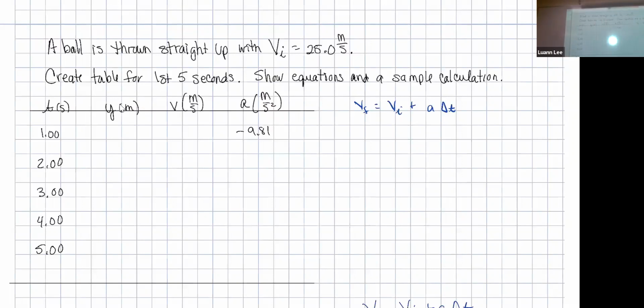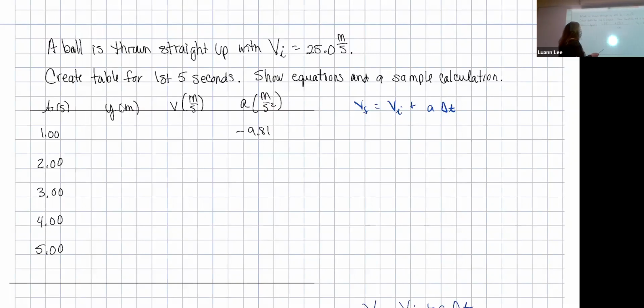I think I gave you a little hint here. See the hint? I don't know what to do with the hint. Well, you know the initial velocity, you know acceleration, and you know the times.